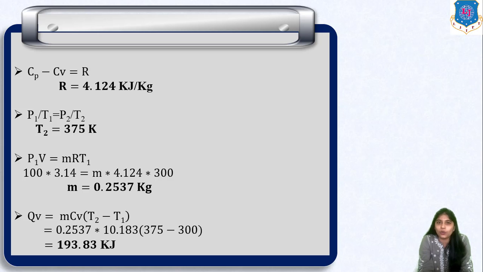These are the normal simple numericals that we need to solve for properties of gases, which involve different formulas from the combined gas law, ideal gas law, and constant volume, constant pressure, and constant temperature processes.